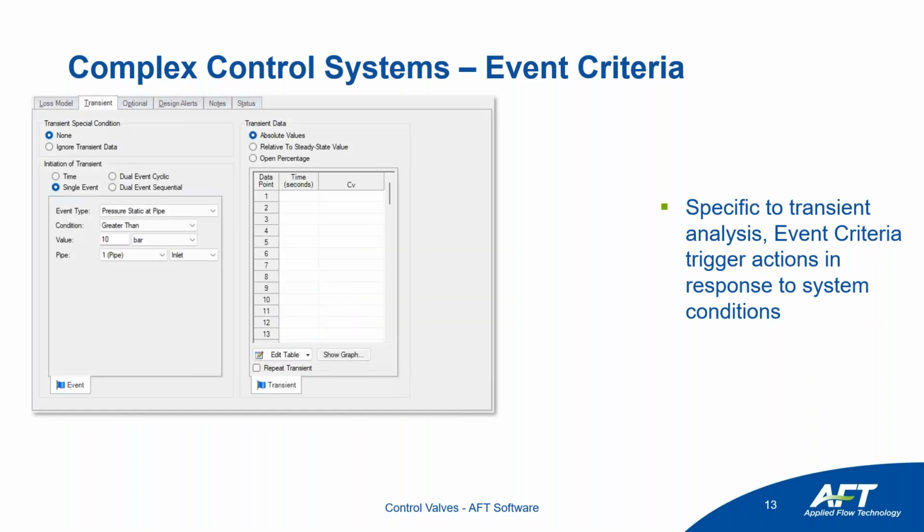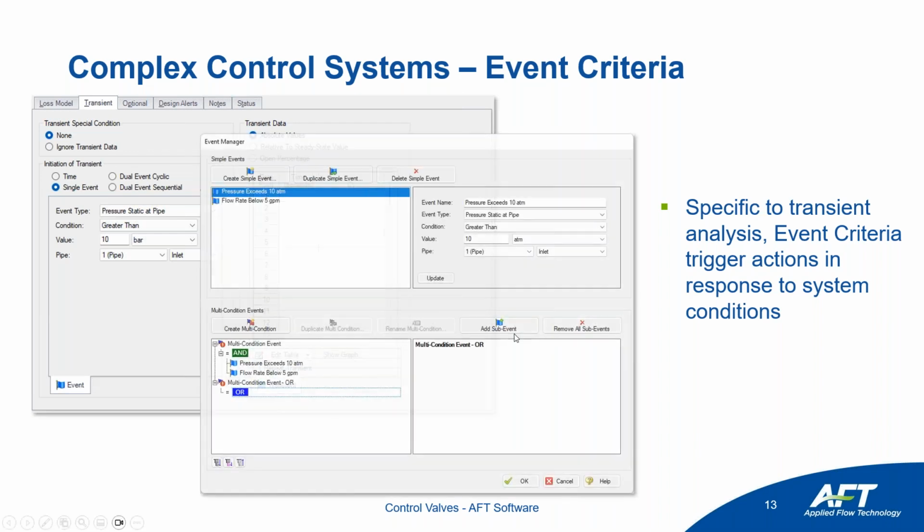So in the transient tab, in the transient products we have, which are Fathom XTS, Aero XTS, Impulse, and Extreme, we can use event criteria in the initiation of a transient, where you can say if the pressure is above 10 bar at this point in the system, then trigger this transient. Maybe trip a pump or open a valve, close a valve, things like that. You can also get more complex with this criteria if you have and/or statements, if you have multiple conditions that you're trying to meet.